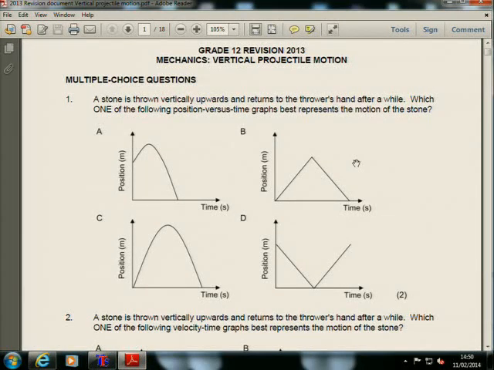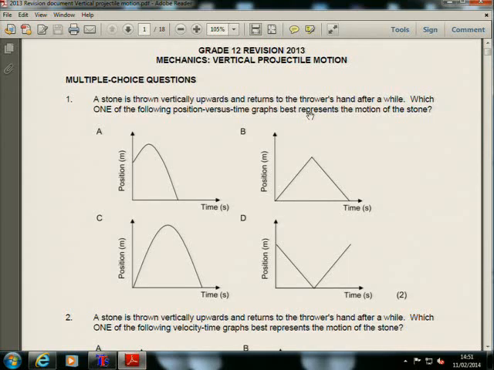Let's quickly have a look at the multiple choice questions so that you can see what type of question they're going to ask you. They say here that a stone is thrown vertically upwards and it returns back to the thrower's hand after a while. Which one of the following position versus time graphs best represents the motion of the stone?